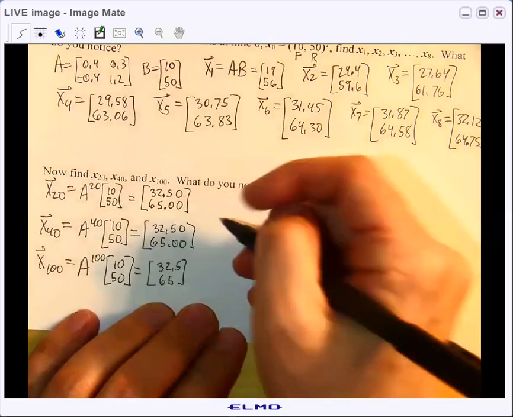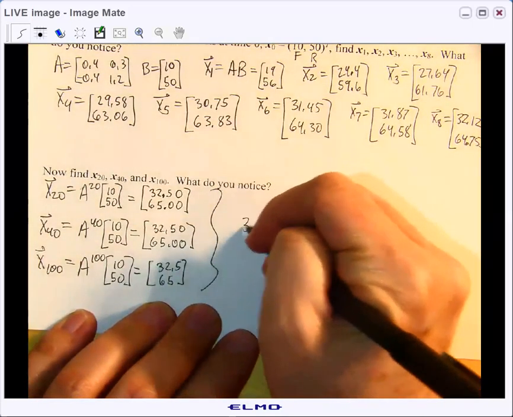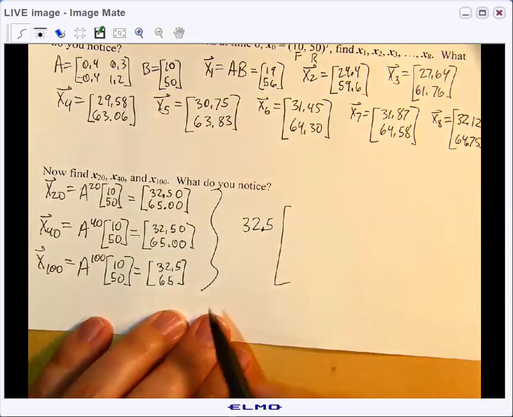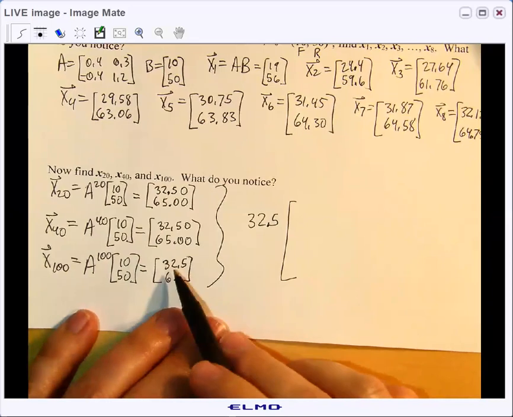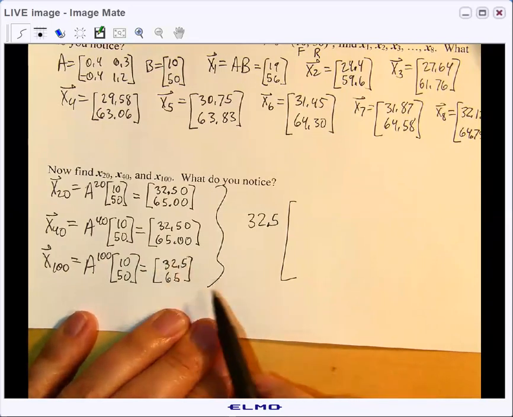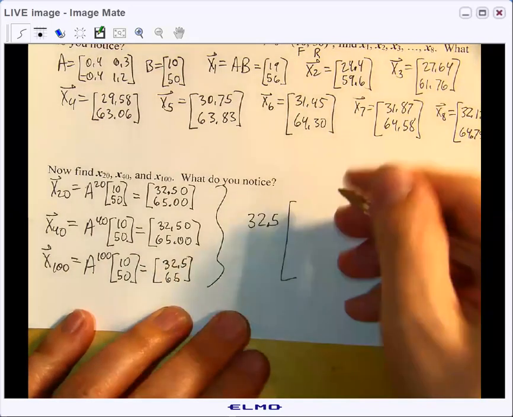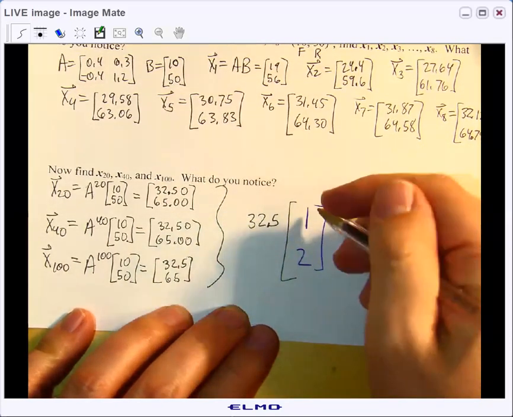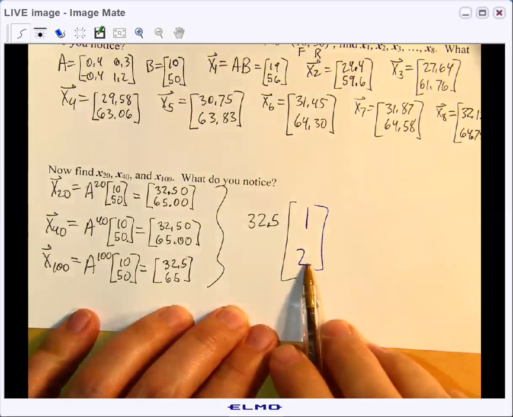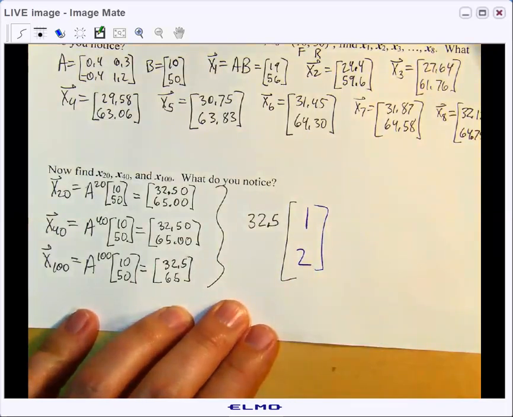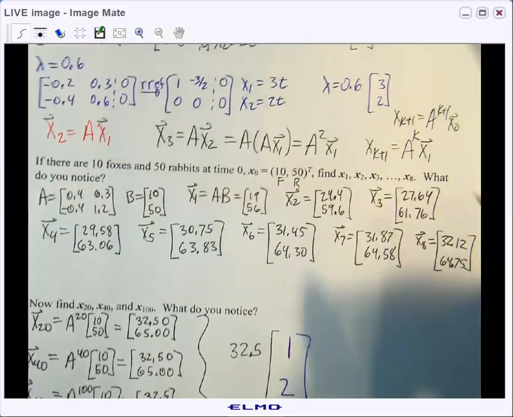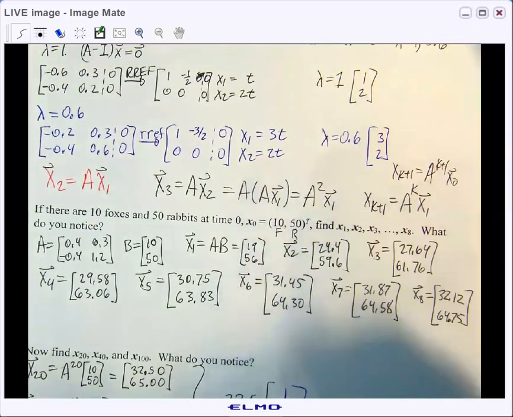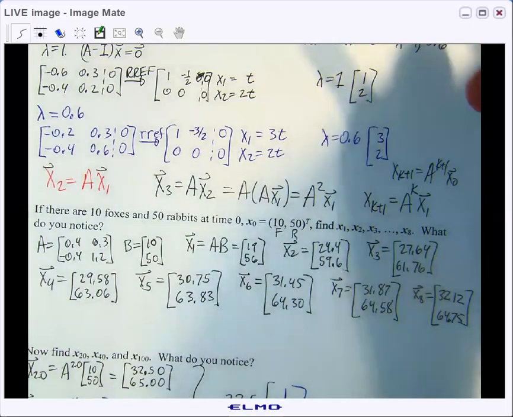And notice that if I were to factor out the 32.5 from that equilibrium solution, so I know we can't have half a fox, but this is a relationship here, we have a 1-to-2 relationship of the number of foxes to the number of rabbits. And if you're careful, you'll notice that that corresponds to the eigenvector corresponding to lambda equals 1.